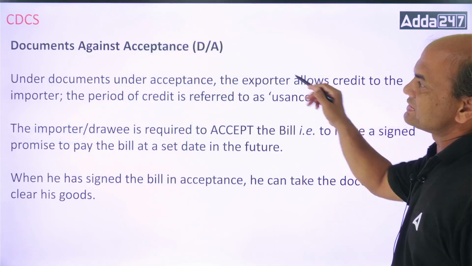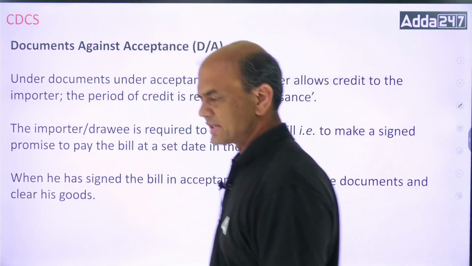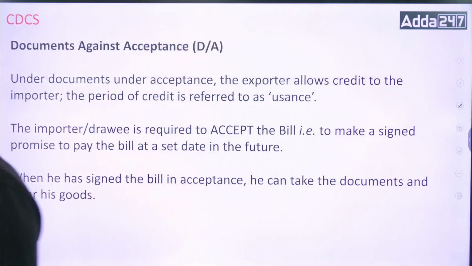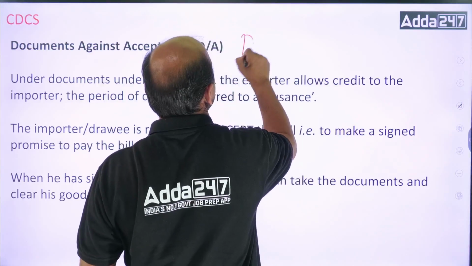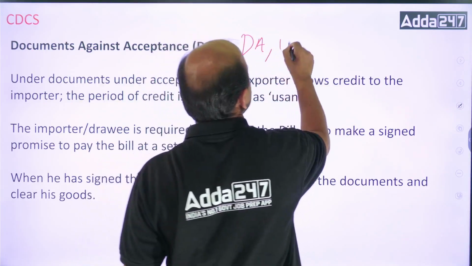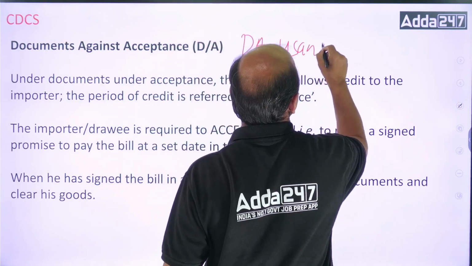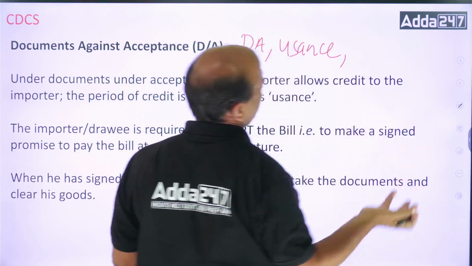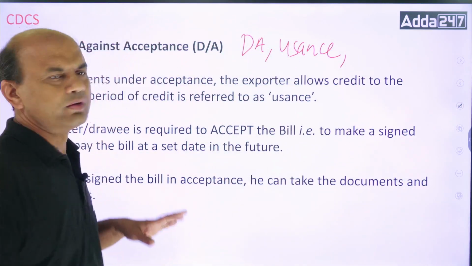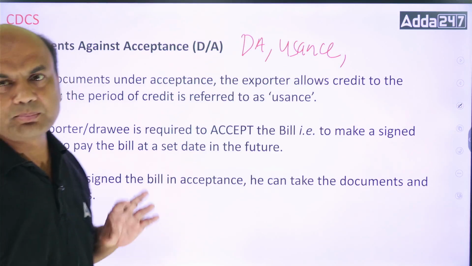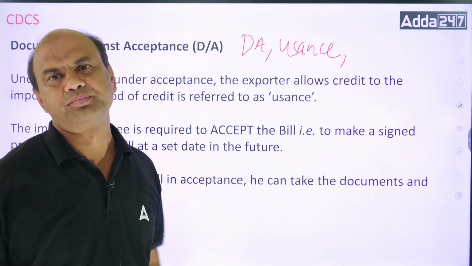Now let's discuss DA, documents against acceptance. Here also we have various names. What are the various names to this? I can call it DA, I can call it usance, or I can call it forward, future. Anything. The logic is simple. The payment is not given right now.